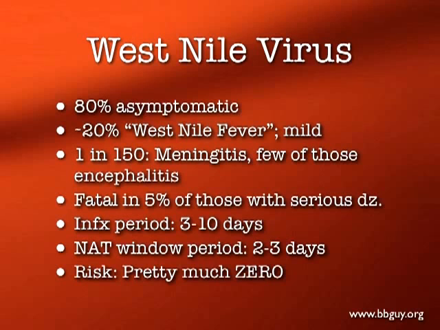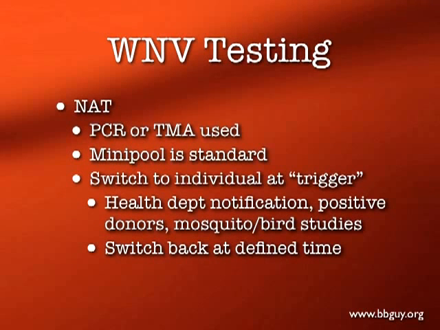Good news for us is that the infectious period is fairly short, only about 3 to 10 days or so. And the better news is that the window period for the testing that we use, which is NAT, is only 2 to 3 days. So as a result of all of those factors, the risk is pretty close to zero for West Nile virus testing. For West Nile virus, I should say.